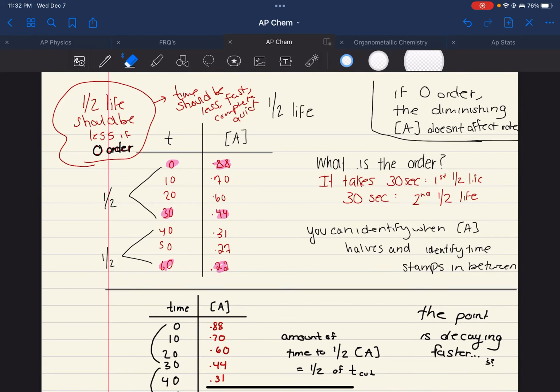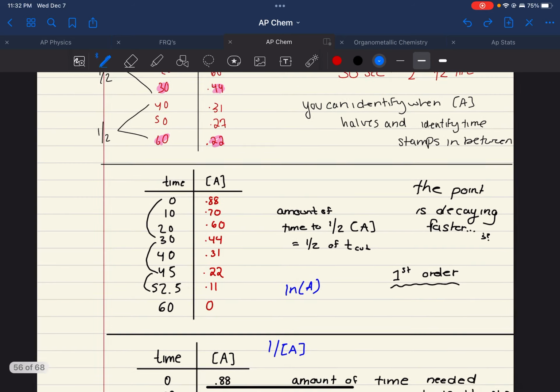Okay, so basically, if something is zero order, each half-life will cut the concentration in half. So when we observe here for zero order, the diminishing concentration doesn't affect the rate. We can identify this by seeing that from 0 to 30 seconds, our concentration splits in half, and then from 30 to 60 seconds, our concentration splits in half again. That's zero order.